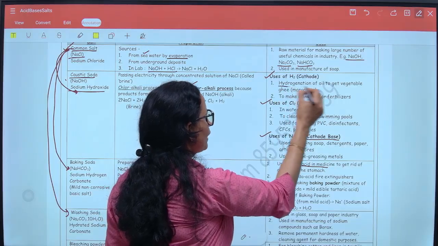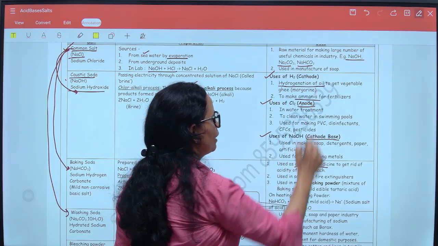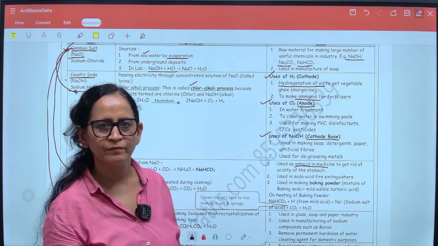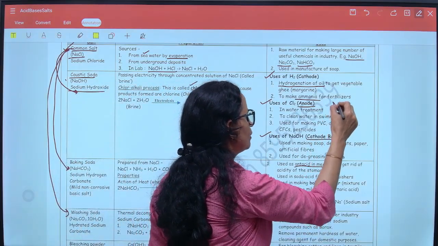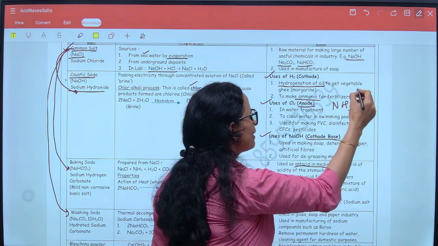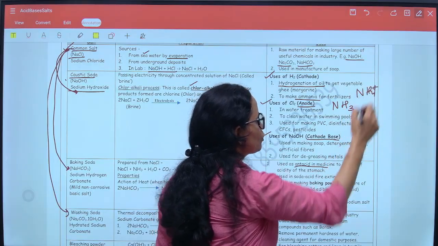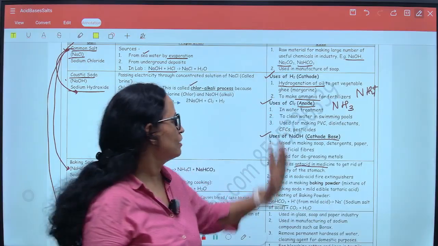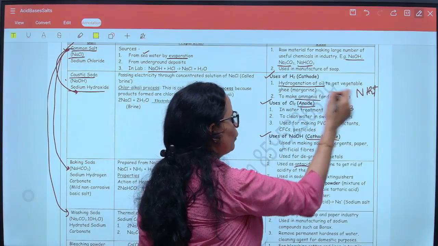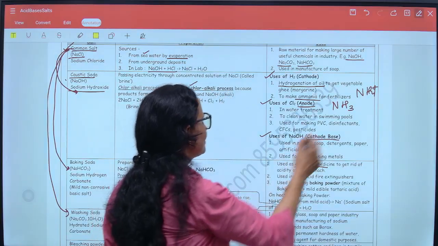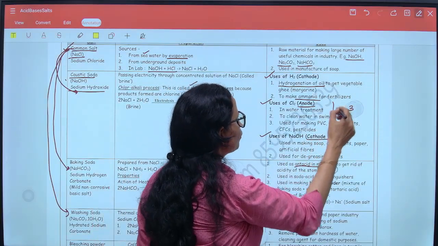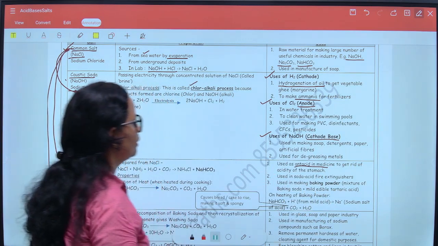It is used in the hydrogenation of oil and to make ammonia. What is ammonia? Ammonia is NH3 and ammonium ion is NH4 plus. So please don't get confused between the two. Ammonia is NH3. So it is used to make ammonia for fertilizers. So this is the use of hydrogen gas that is released in the chloralkali process.